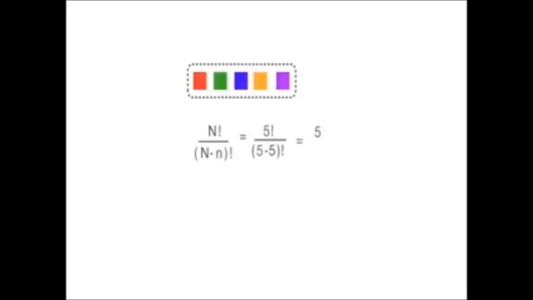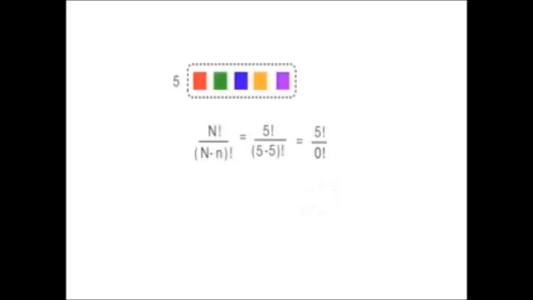This is equal to 5 factorial divided by 0 factorial, which is a new idea maybe for you. And it turns out 0 factorial is equal to 1. But so is 1 factorial is equal to 1. It's one of the mysteries of math, and I'll maybe discuss that in another video. I will discuss that.